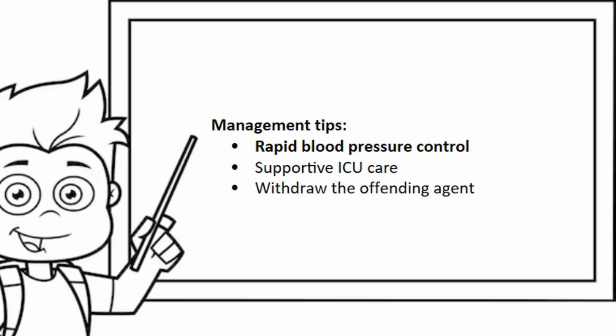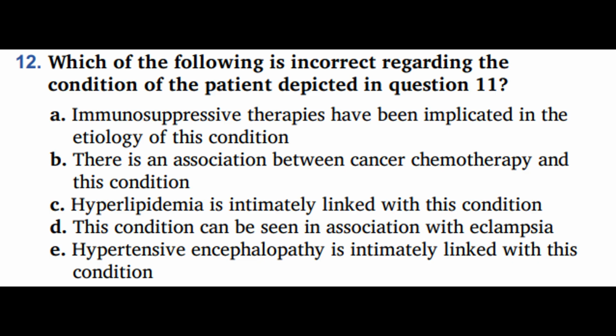Our next question still dwells on this case, and that's question 12. Which of the following is incorrect regarding the condition of the patient depicted in question 11? A. Immunosuppressive therapies have been implicated in the etiology of this condition. B. There is an association between cancer chemotherapy and this condition. C. Hyperlipidemia is intimately linked with this condition. D. This condition can be seen in association with eclampsia. And E. Hypertensive encephalopathy is intimately linked with this condition. From what we've said, what do you think?